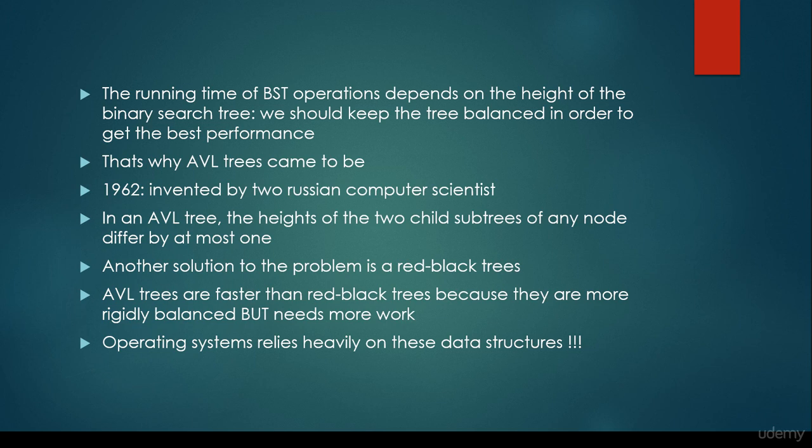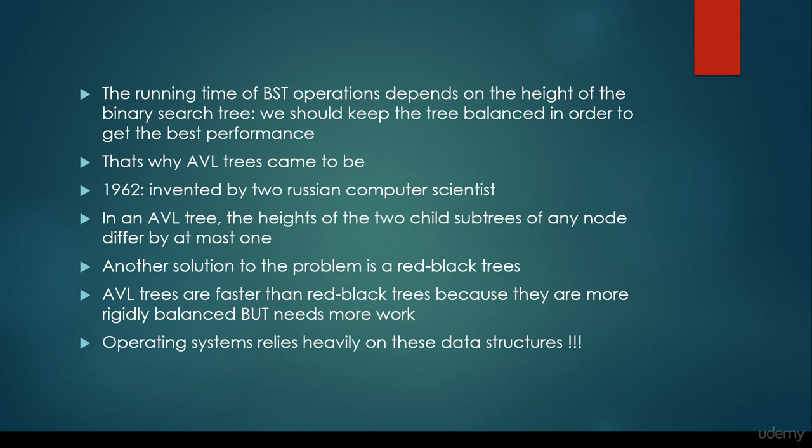It was invented in 1972 by two Russian computer scientists. In an AVL tree, the heights of the two child subtrees of any node differ by at most one. So we have a left subtree and a right subtree for every node, and basically the difference between the heights of these subtrees cannot be more than one.